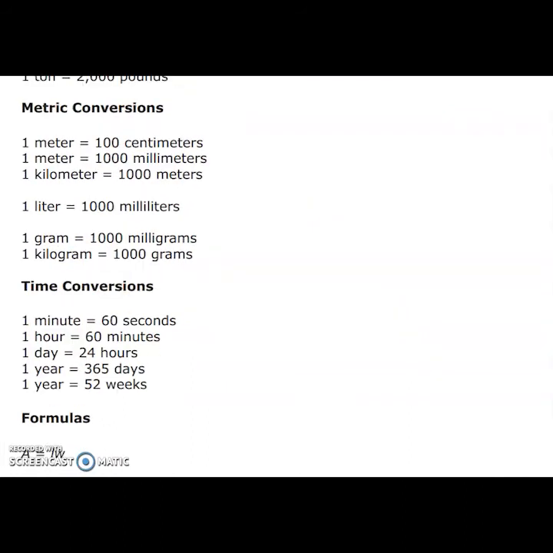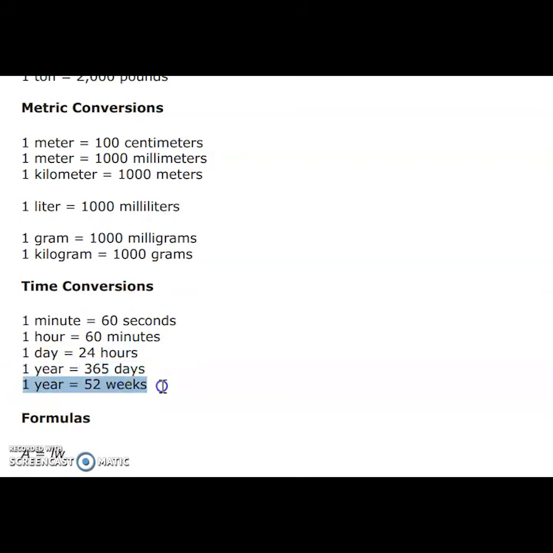So let me kind of zoom in here. And we're talking about these time conversions. So right here, just this section of the reference sheet. And many of these you guys already are probably very familiar with, as in 1 minute is equal to 60 seconds. There are 60 minutes in 1 hour. 1 day has 24 hours. And in 1 year, we have 365 days.